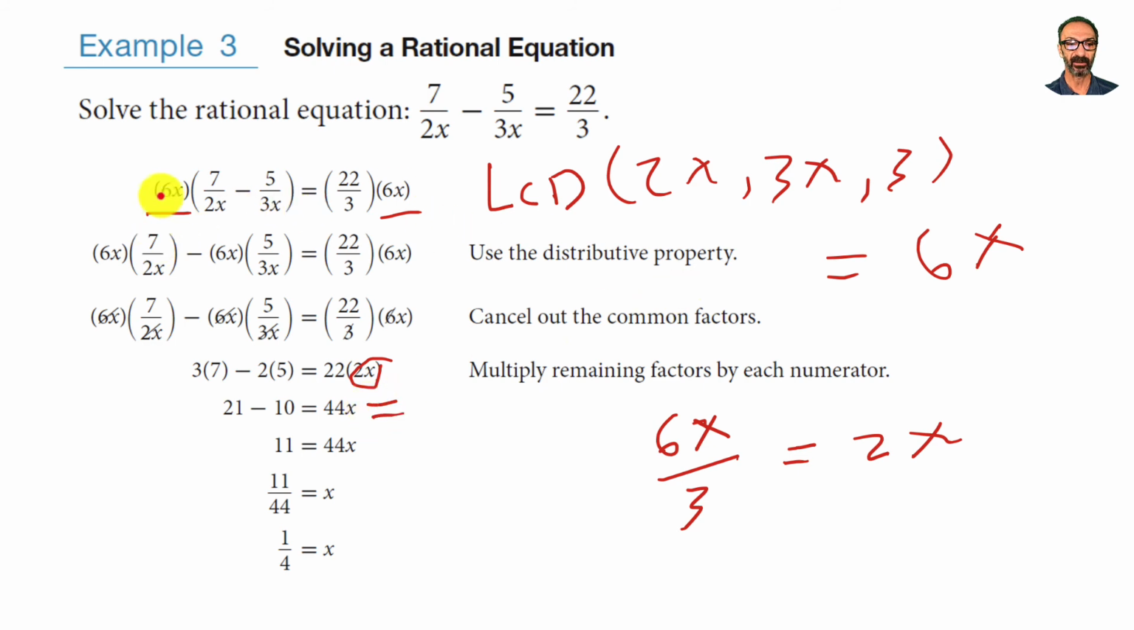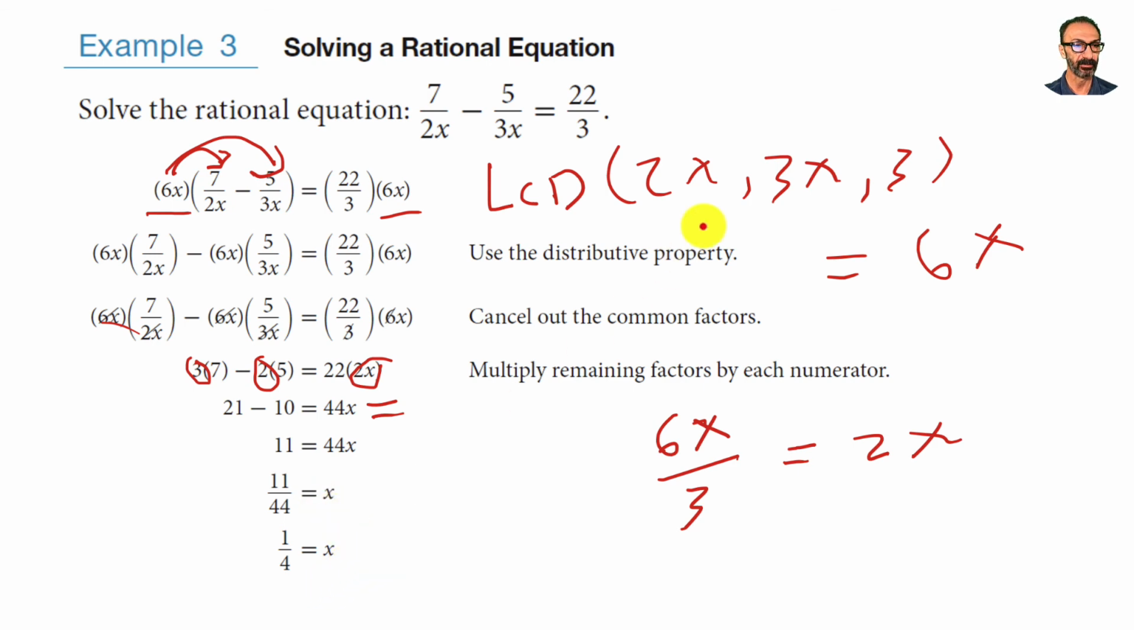You do the same thing on the left, and you distribute right here, and you distribute right here, and now 6x with 2x is going to cancel and simplify. 6x with 3x is going to cancel because it's the least common multiple. So simplifying that, you get 2 right there. Simplifying that, you get 3. Now you just do algebra steps, multiply, and I get 21 here minus 10 equals 44x. 21 minus 10 is 11. Divide both sides by 44 and you get 1/4.